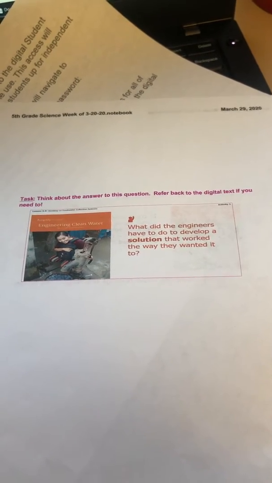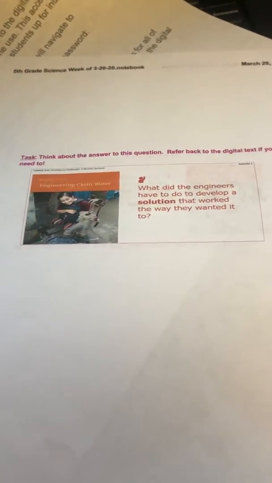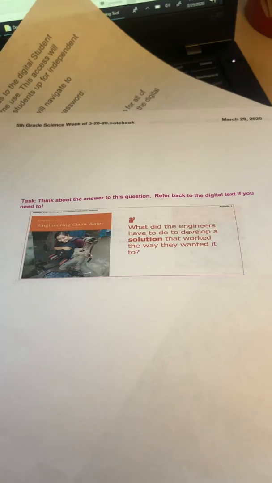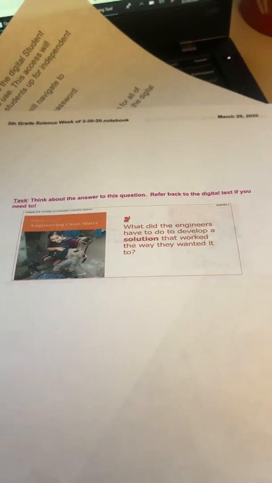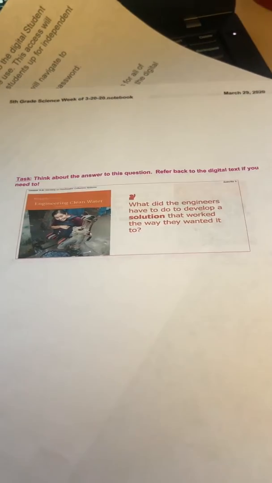It says here, think about the answer to this question. Refer back to the digital text if you need to. Remember, in the Engineering Clean Water text, a group of engineers and scientists go to Bangladesh and they investigate how they can allow the people in Bangladesh, specifically a certain town, the access to clean, fresh water. So what they had to do was, in a nutshell, in summary, design a variety of tests and come up with a solution to make sure that the people in Bangladesh have access to better clean water.